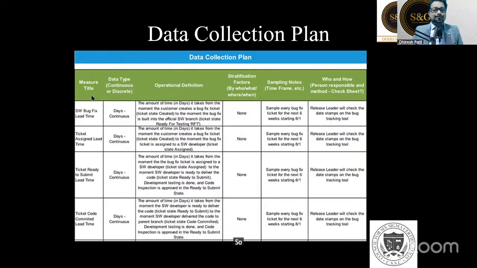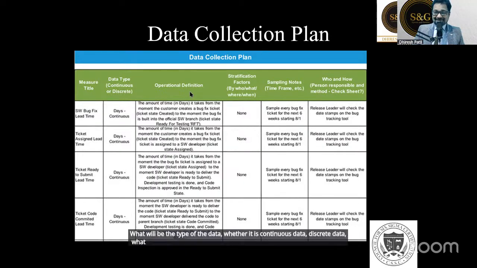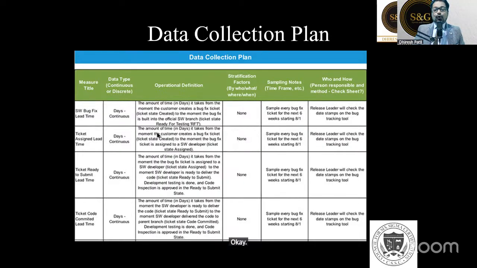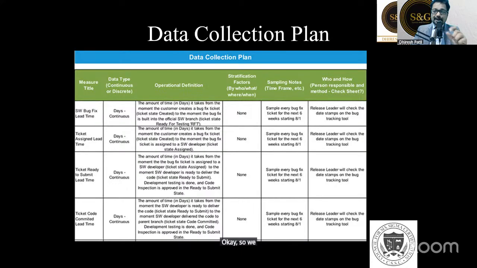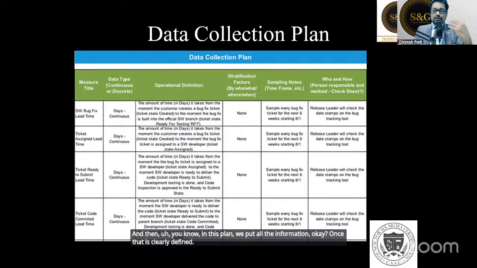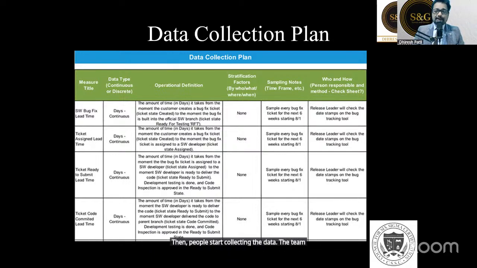So all this thing, what will you collect? What will be the type of the data, whether it is continuous data or discrete data, what is the operational definition? Then who will collect, how that will be stored, everything that is called the data collection plan. So we first define what data needs to be collected, and then in this plan, we put all the information. Once that is clearly defined, the team members start collecting the data.